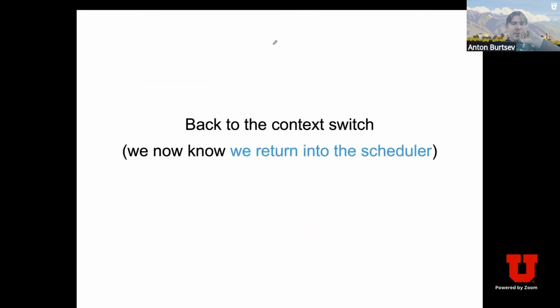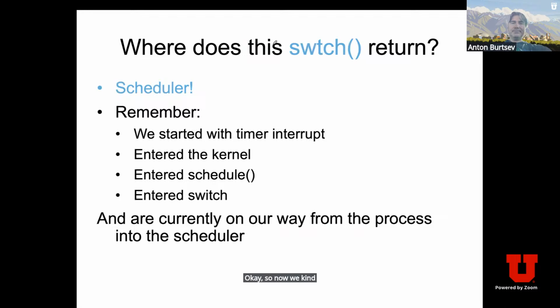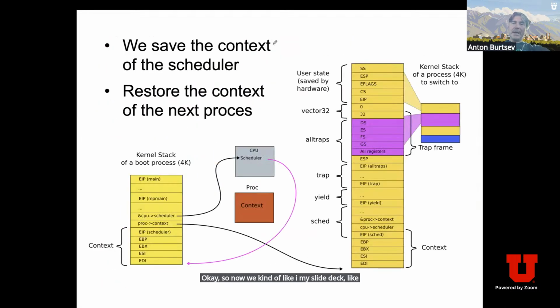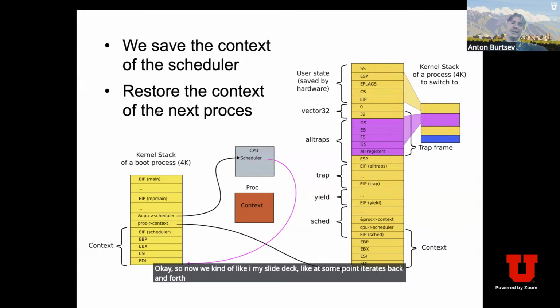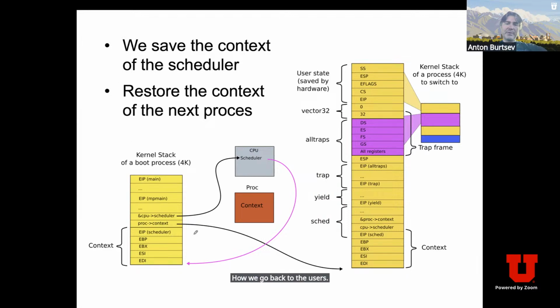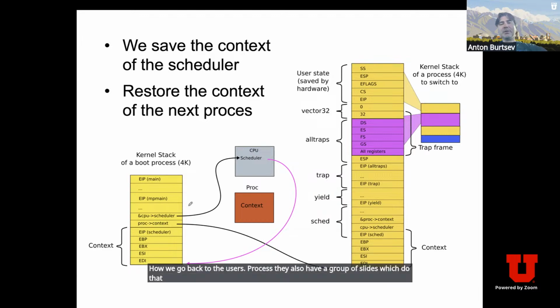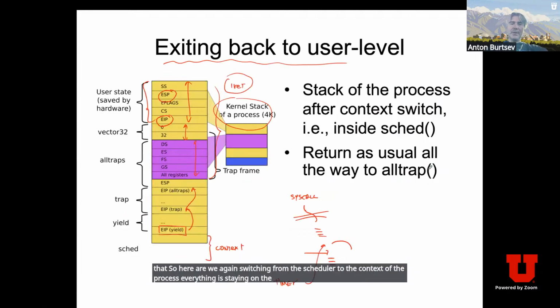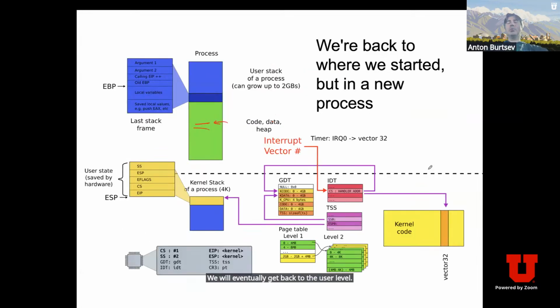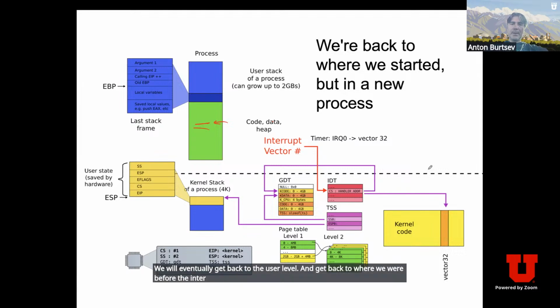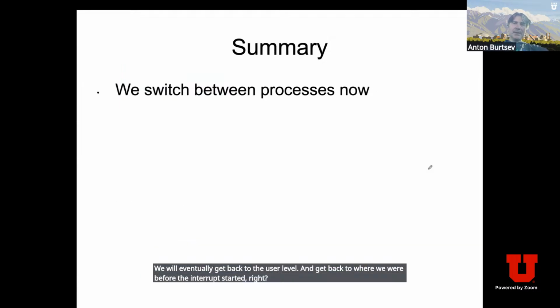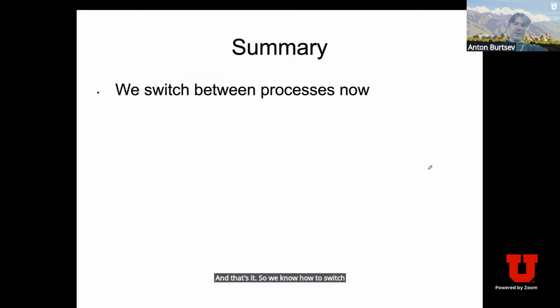Okay, so now my slide deck at some point iterates back and forth. Remember this last question which I was answering, how we go back to the user process. I have a group of slides which do that. So here we are again switching from the scheduler to the context of the process. Everything is saved on the stack. We start returning on this stack. We will eventually get back to the user level and get back to where we were before the interrupt started, right? And that's it. So we know how to switch from one process to another.